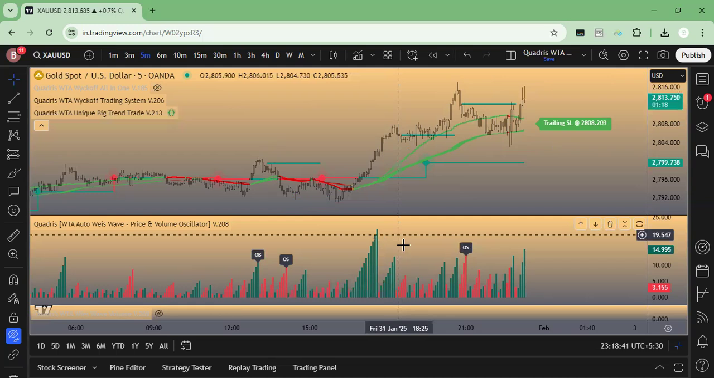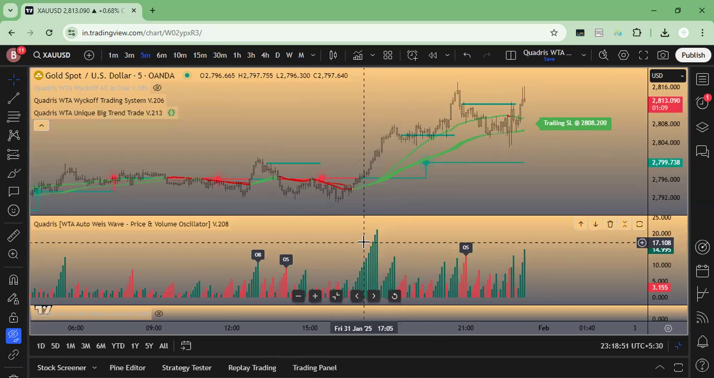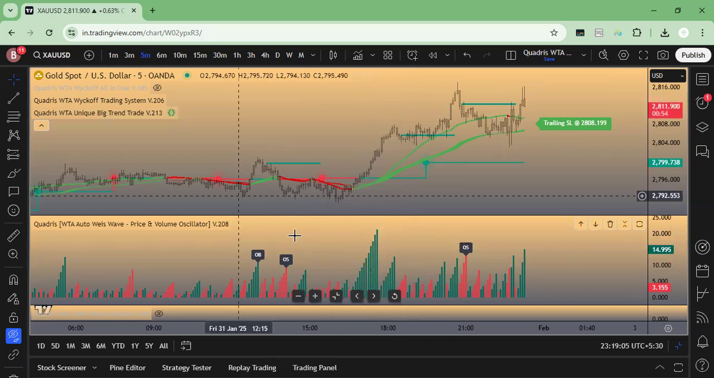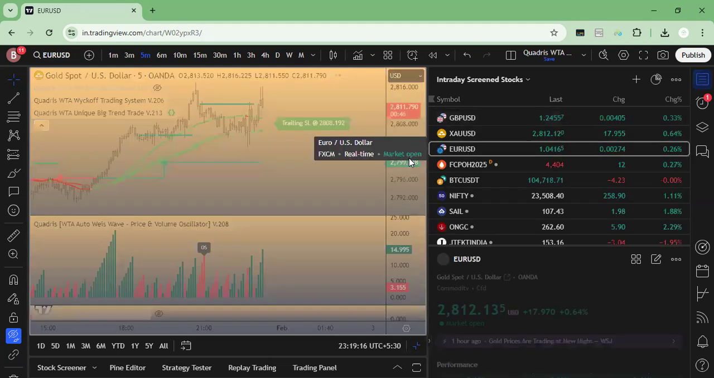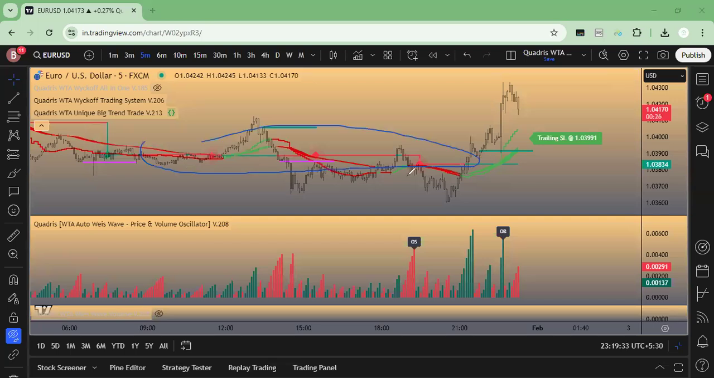So in this version 4, because I'm already done with the two sessions, please watch this. Like Euro USD, we'll hide this thing because we want to see what it is doing. For Euro USD also, the market was flat, and then after that, price started moving upwards. So 213 is one of the best tools for staying away from a sideways market. It is one of the best tools.